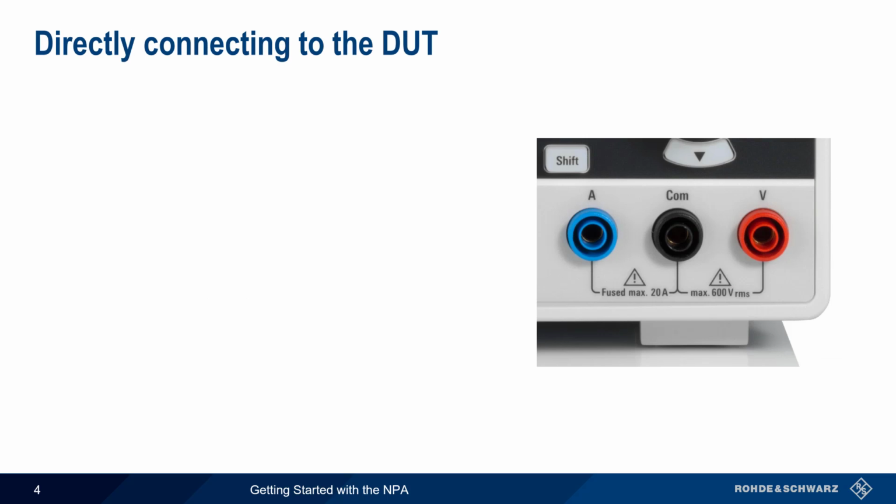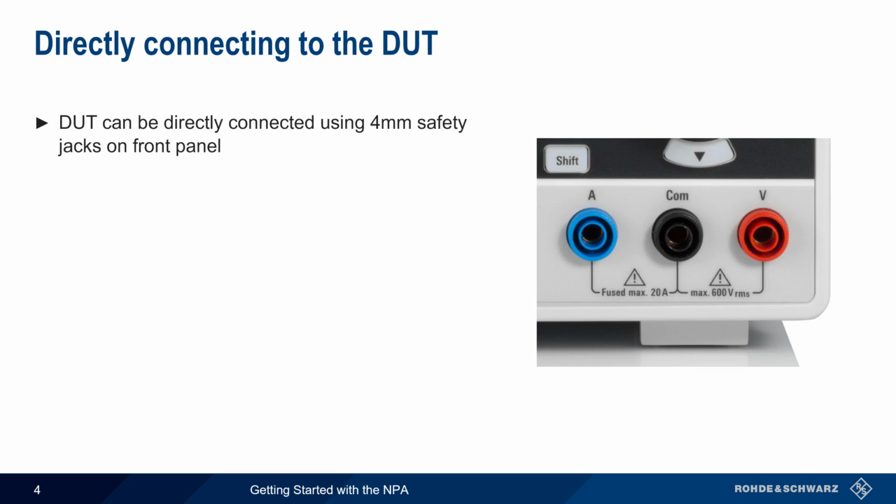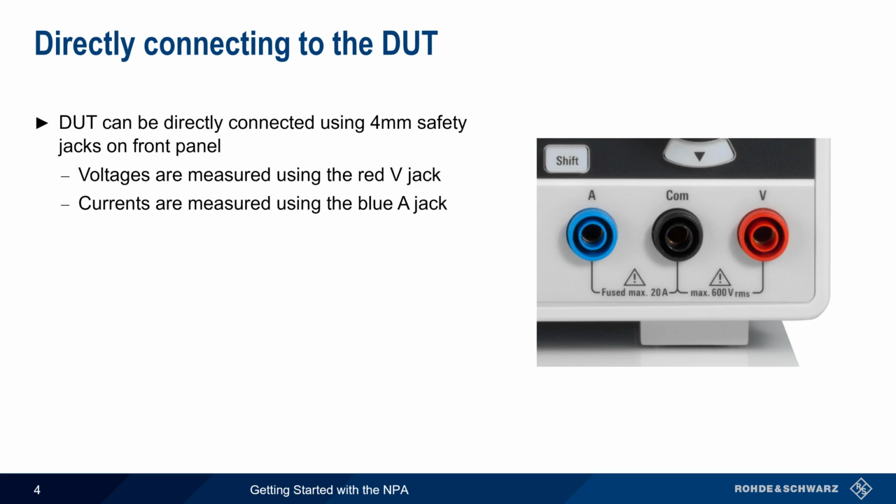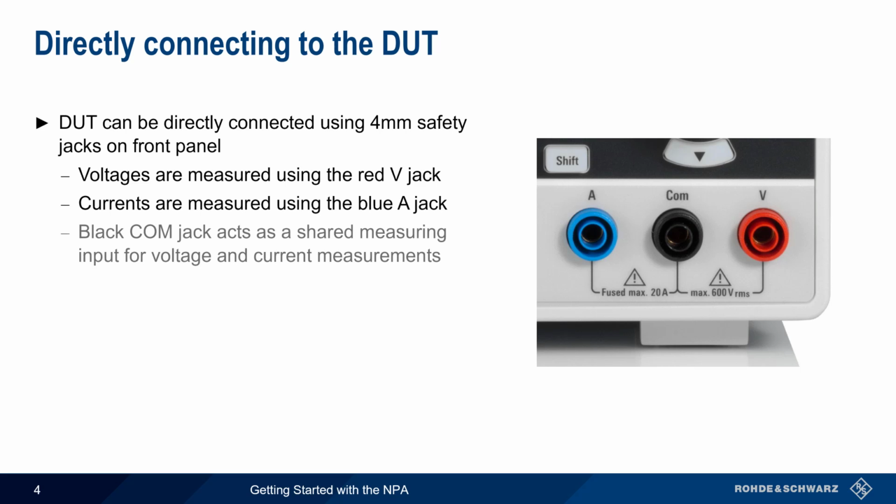The first step in using the NPA is connecting to the device under test, or DUT. This can be done directly using the 4mm safety jacks on the front panel. Voltages are measured using the red V jack, currents are measured using the blue A jack, and the black COM jack acts as a shared measuring input for both voltage and current.